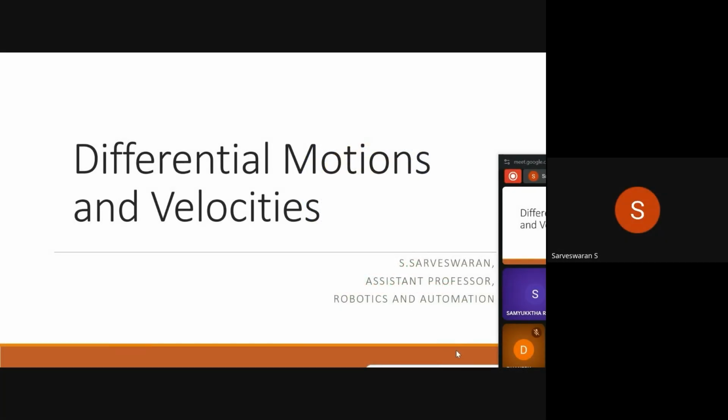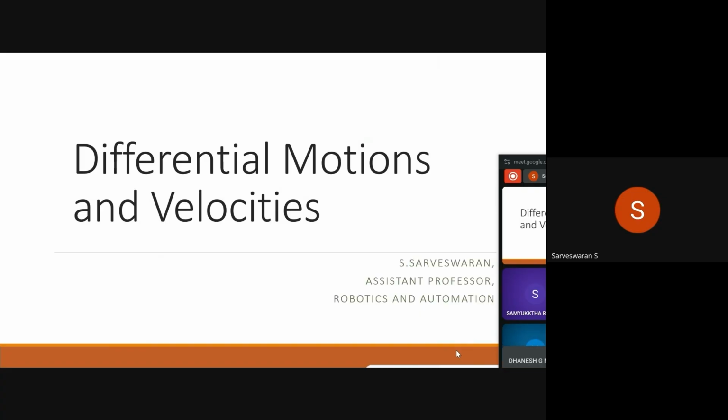Forward kinematics, just a recap. Based on the link length and joint angles, we will be calculating the position of the end effector, that is forward kinematics. And in inverse kinematics, based on the given position, we will be solving for the joint angles. So that is the inverse kinematics.